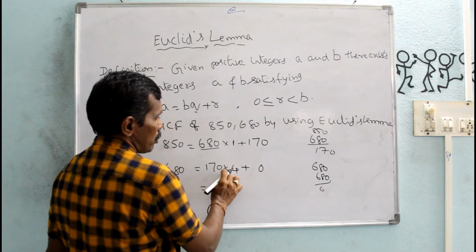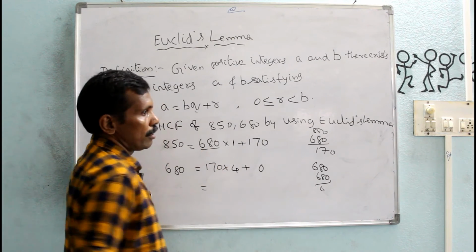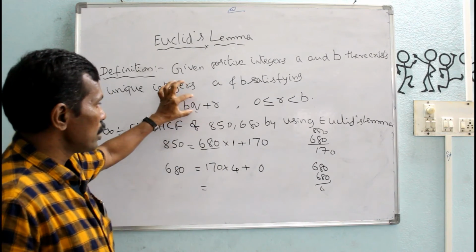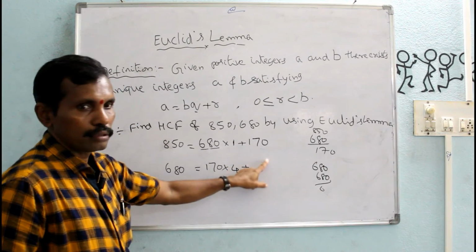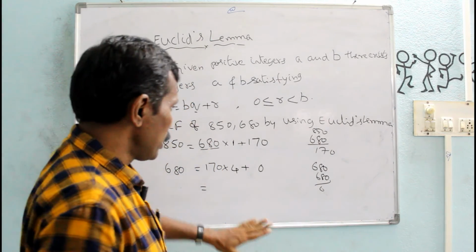This is the divisor, quotient and remainder. In this way we can solve the problem by using Euclid's lemma until we get 0. Whenever we get 0 we can stop the problem.